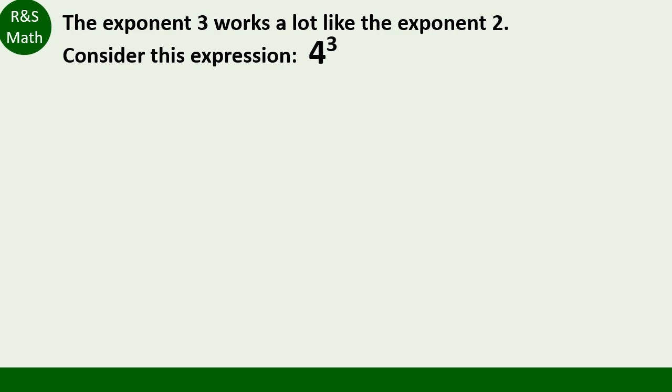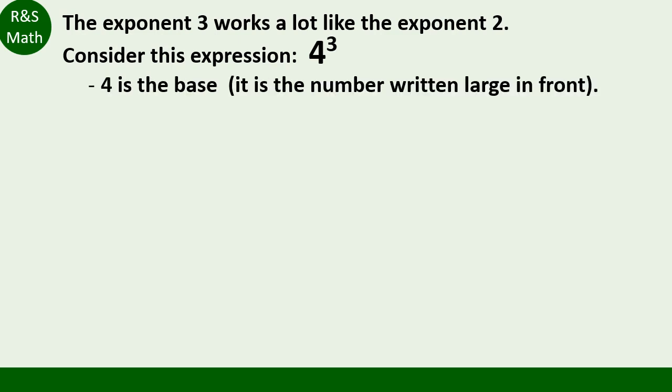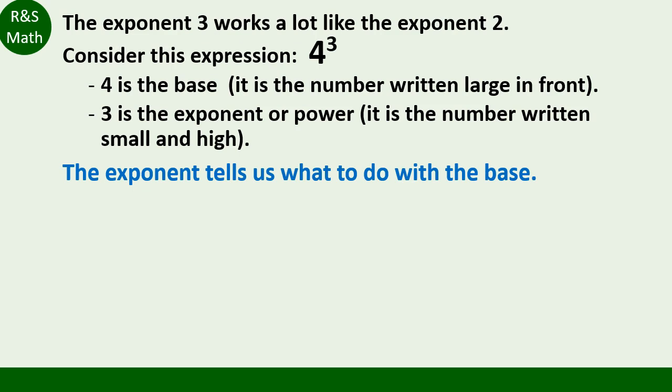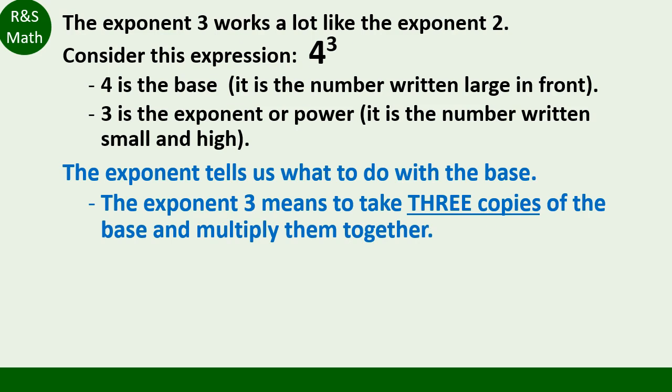Consider this expression. 4 is the base. It is the number written large and in front. 3 is the exponent or power. It is the number written small and high. The exponent tells us what to do with the base, just as it did for exponent 2. The exponent 3 means to take 3 copies of the base and multiply them together.